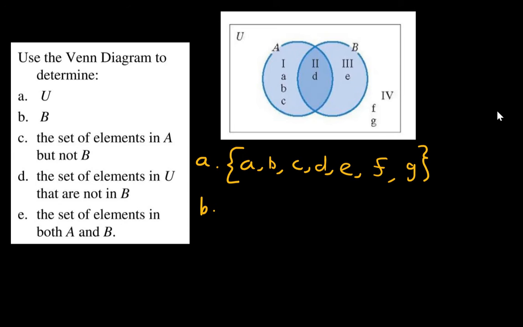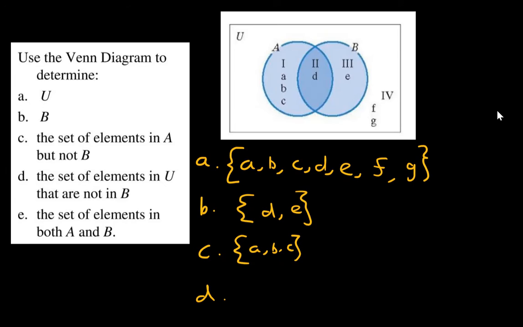B is just B, which is D and E. Remember that the intersection is both A and B, but it is still in B. C is the set of elements in A but not in B. Set of elements in A but not in B are A, B, and C.